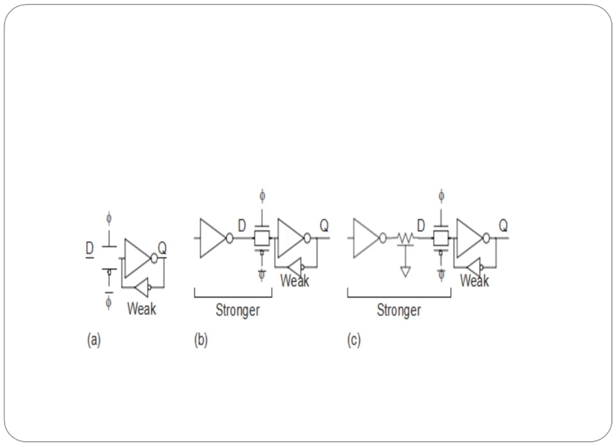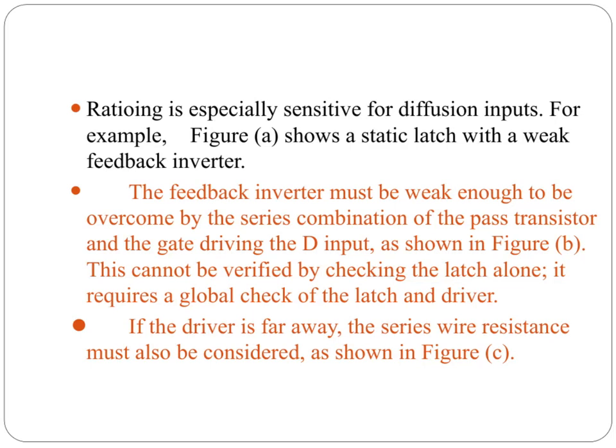engaging narration for it. Ratioing is particularly critical when dealing with diffusion inputs. To illustrate, in Figure A, we have a static latch that includes a weak feedback inverter. The feedback inverter has to be intentionally weak so that it can be overridden by the combined effect of the pass transistor along with the gate that drives the D input, which you can see in Figure B.